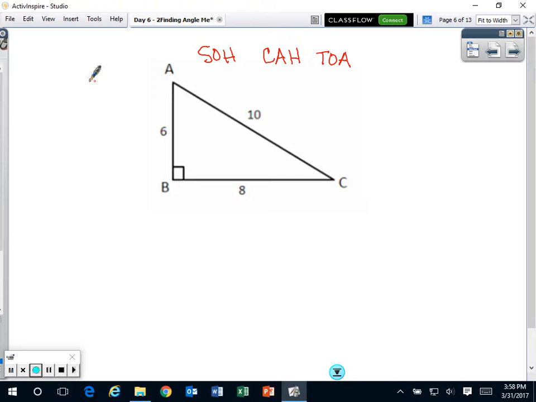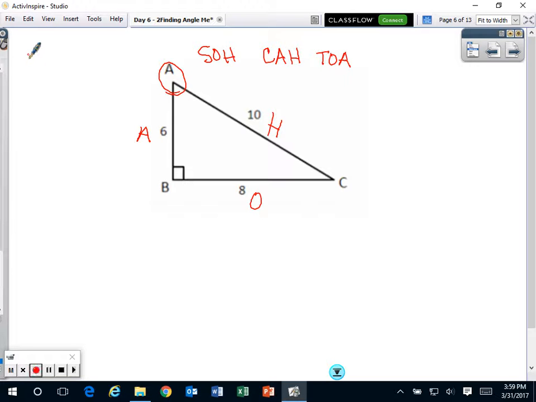So what I'm going to do is show you how we could set it up for all 3 ways. So if I am trying to solve angle A first, and it doesn't matter which one you solve first. You could solve for C first. It's up to you. I'm doing A. So this would be my opposite side. Hypotenuse is the one with the 10, and then my adjacent side's over here.